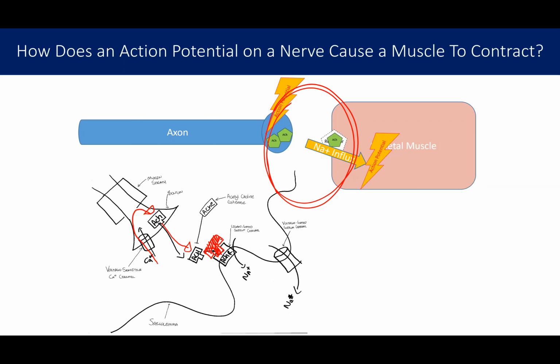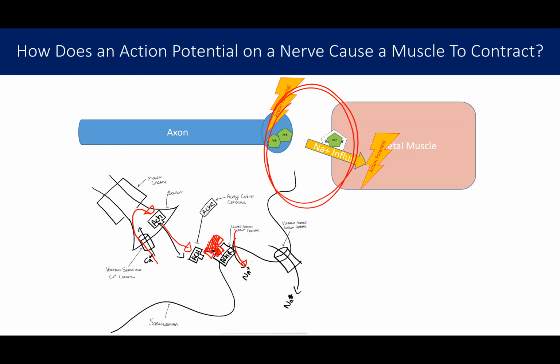And when it binds to that receptor, a little bit of sodium goes in. One acetylcholine is not enough to get the job done, right? One acetylcholine does not guarantee an action potential on the muscle, just like one EPSP on the neuron does not guarantee an action potential. Same thing on the muscle. You need a lot of acetylcholine released in order to get the action potential generated.